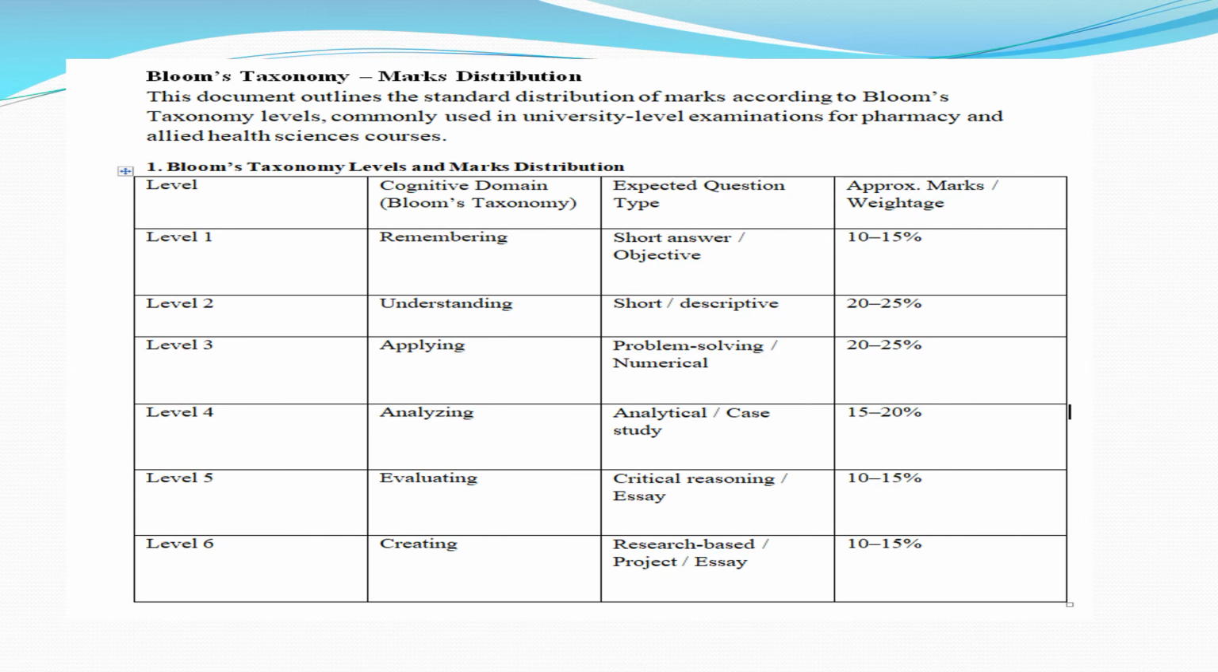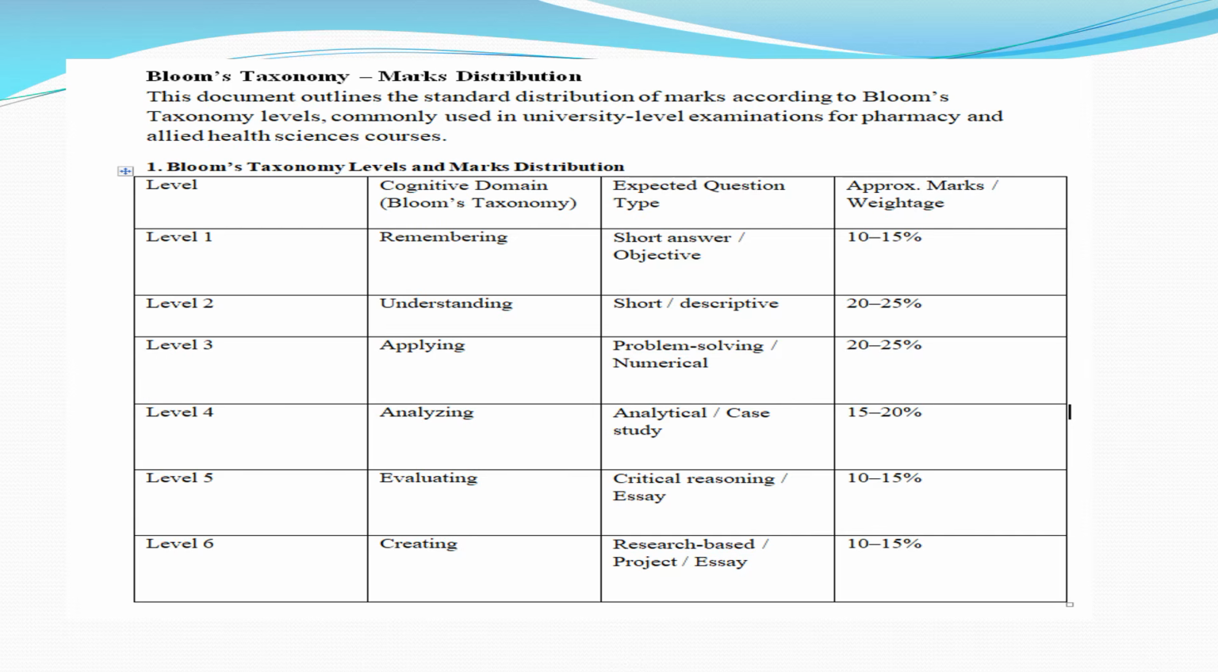So this is the Bloom's taxonomy marks distribution. When we are creating a question paper, after generating the questions using the different Bloom's taxonomy levels, we have to arrange our question paper in such a way that the distribution of marks is balanced. We cannot put maximum marks on the lowest level, or put too many marks on the highest level of Bloom's taxonomy.